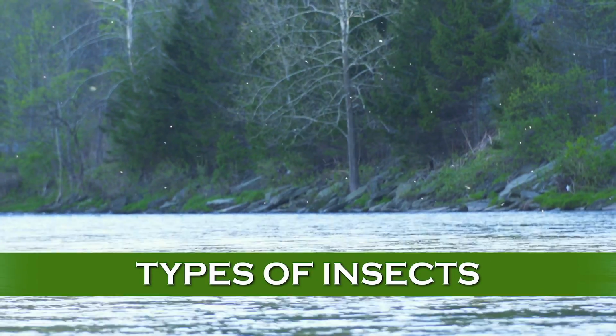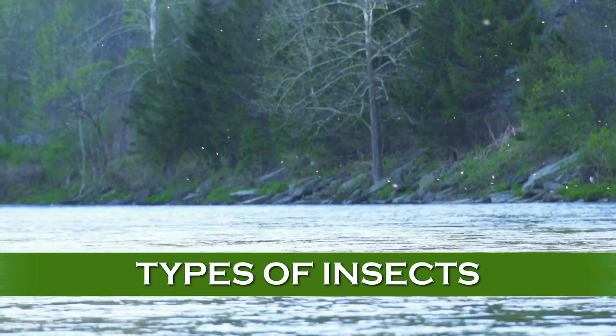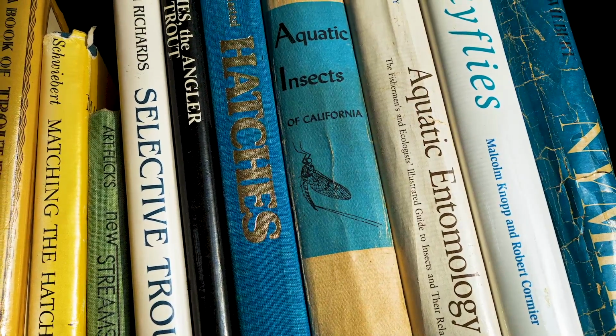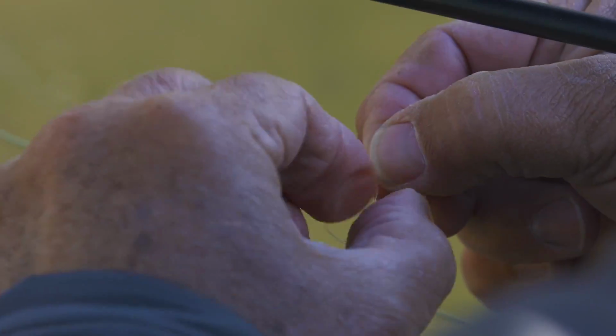There are four major groups of trout stream insects that hatch in or near the water. You don't need to be able to identify them that closely. Entomology has scared more people away from fly fishing than anything except knots.